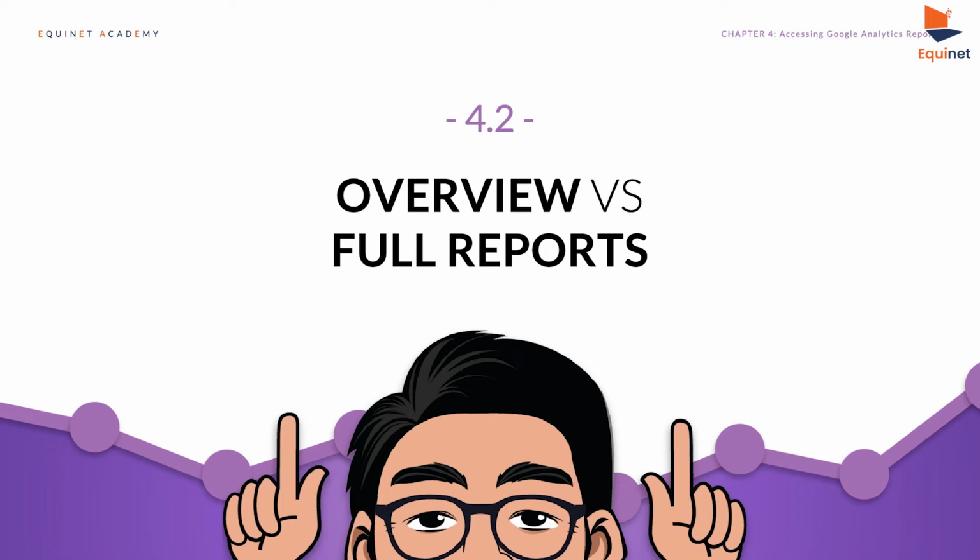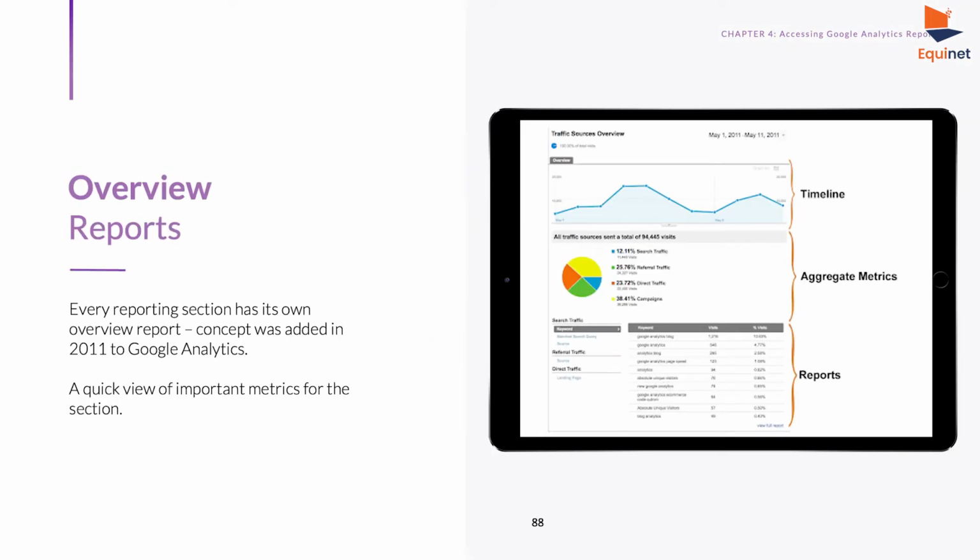Let's now look at what overview reports are. The overview report is a report generated by Google Analytics that presents data of the most commonly used dimensions and metrics, and this overview report is available under each reporting section. With this report, marketers can retrieve the results easily without having to dive into a full report.